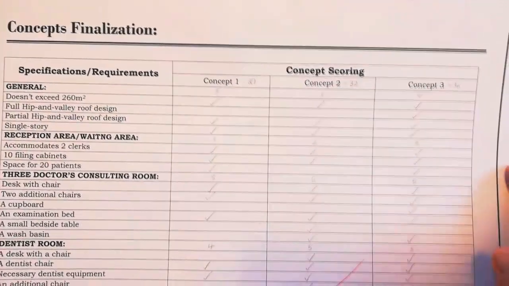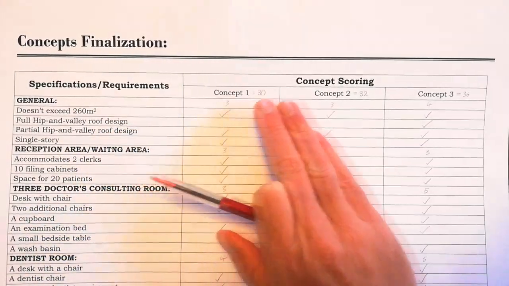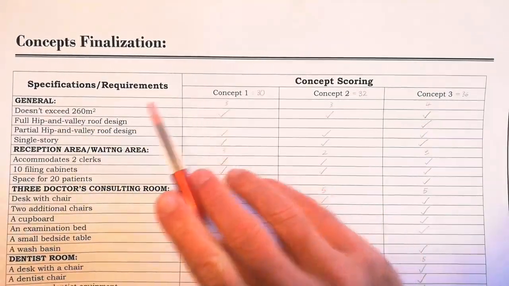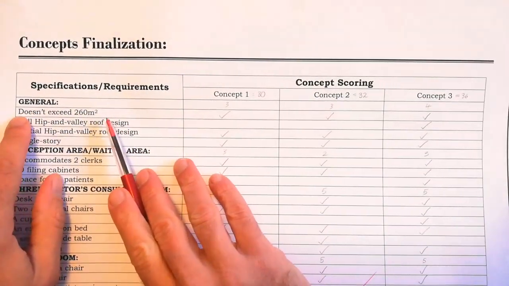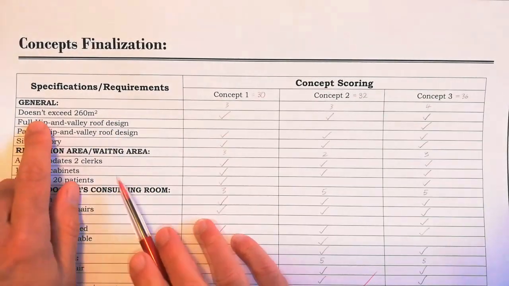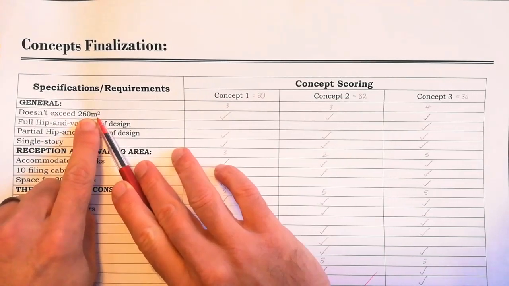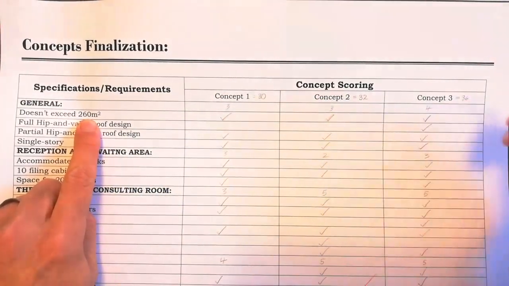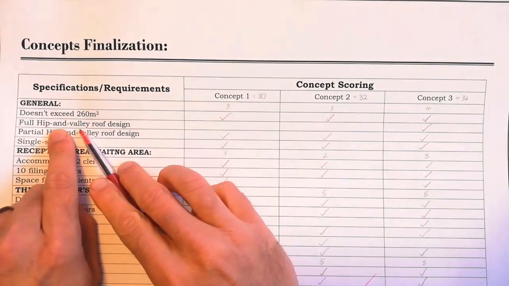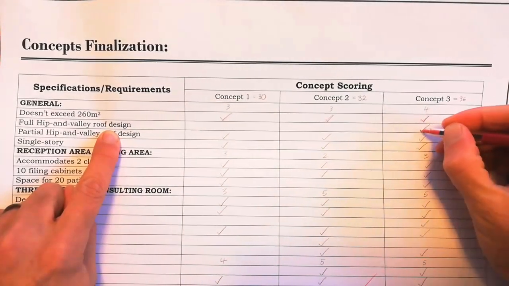Okay, here's a little bit of an example of how they've done the selection. Now in previous years they had 3 concepts. I hope you can see here. On the left hand side are the specifications and requirements. So remember, you only have to list 6. They've done quite a lot more here. This learner wanted to do very well. So does it exceed 260 square meters? That was one of the specifications, and all they've done is they've ticked yes, concept 1 doesn't exceed, concept 2 doesn't exceed, concept 3 doesn't exceed. Does it have a full hip and valley roof design?